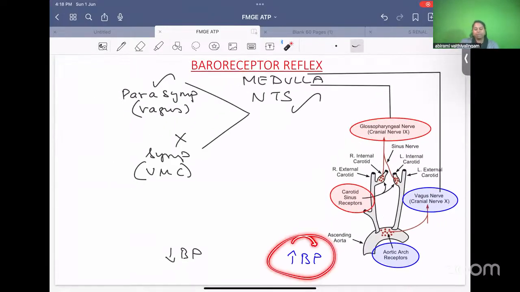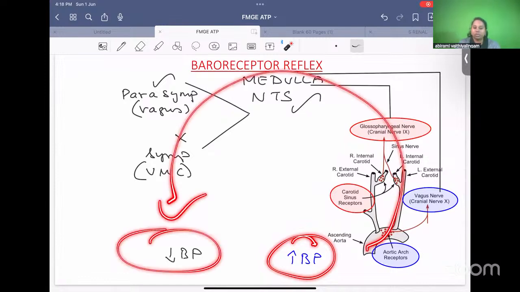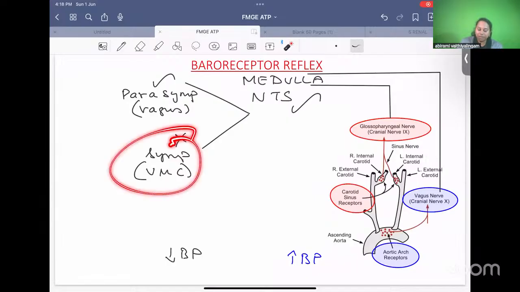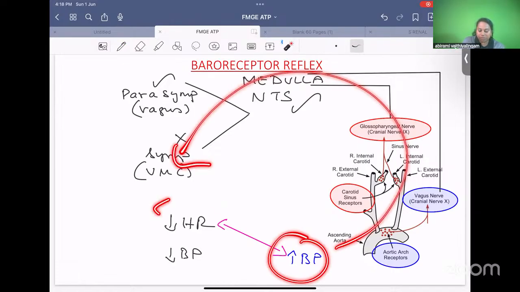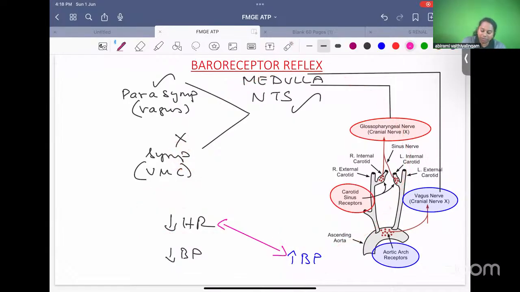Increase in BP through baroreceptor reflex causes decrease in BP. Whenever you inhibit the sympathetic, along with BP, heart rate also will decrease. And this inverse relation between increase in BP through baroreceptor reflex causing decrease in heart rate is called Marey's law.